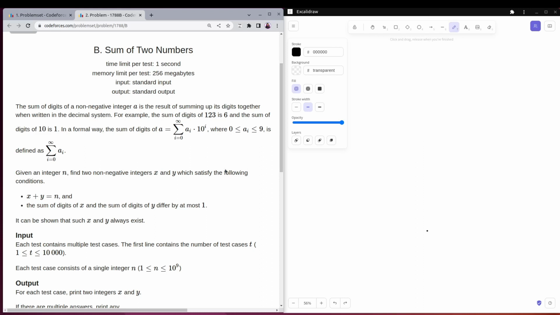Hello everyone, today's problem name is Sum of Two Numbers.